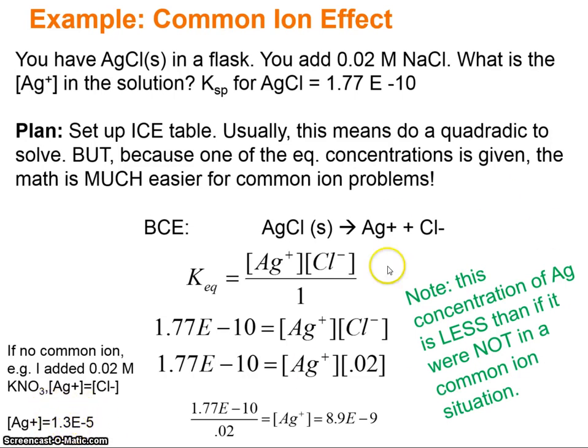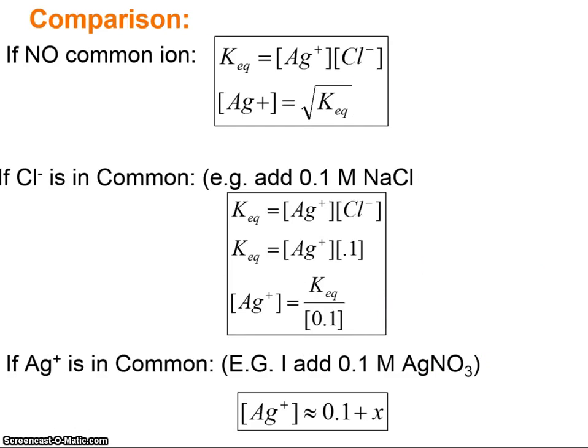If I add the common ion, it is a lot less. Here, 8.9 times 10 to the minus 9. So it's 4 orders of magnitude less if I've got this common ion there. Okay. Setup is pretty easy, right? So if there's no common ion, the concentration of Ag would just be the square root of K.